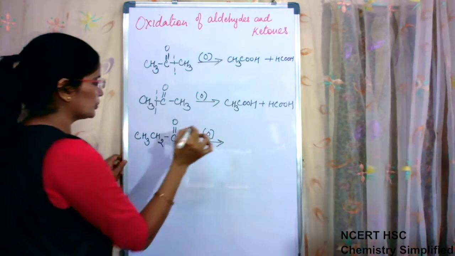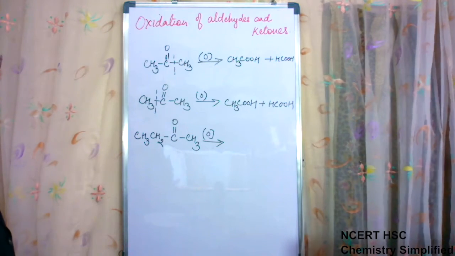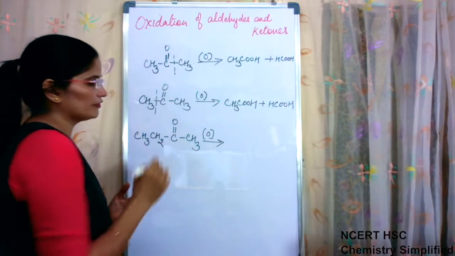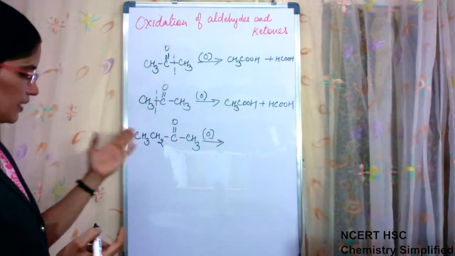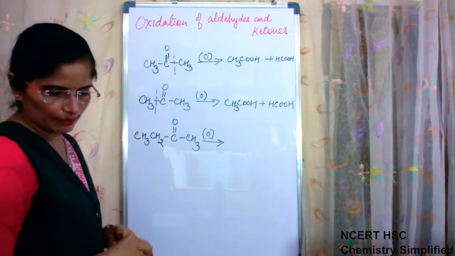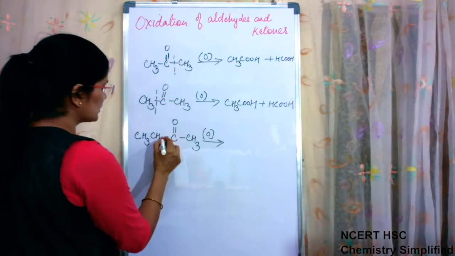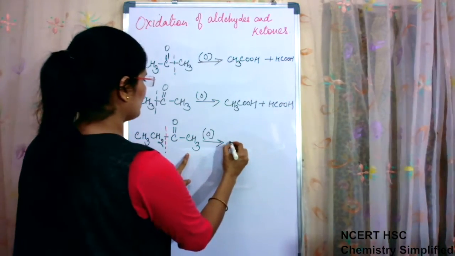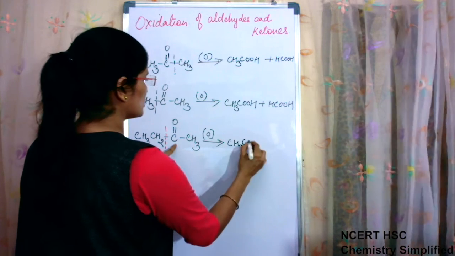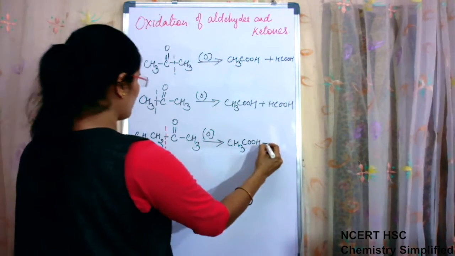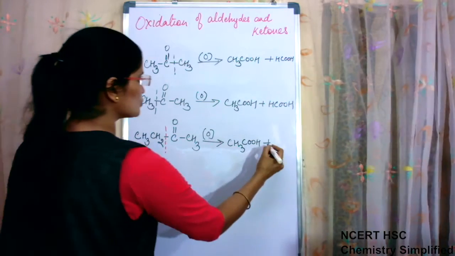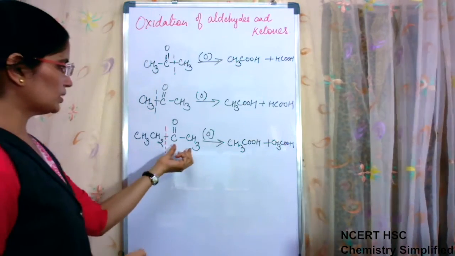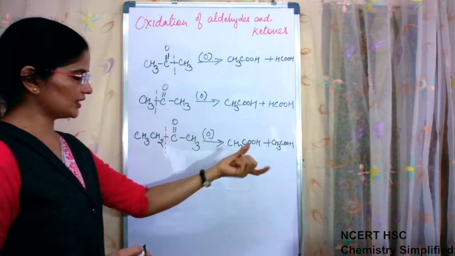Now when this molecule is oxidized, there are two possibilities. Whether the bond will break from this side or from this side. So first we will see one by one which side the bond is breaking. Suppose the bond is breaking from this side. Then what will be the products? It will be CH3COOH, this will be oxidized, plus this has 2 carbon atoms, so it will also be CH3COOH. Both the molecules will be acetic acid.